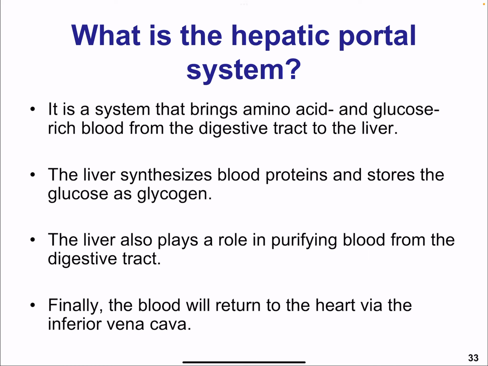Now, the hepatic portal system is the system by which, once we have digested our food and we have production of nutrients, these nutrients are going to be absorbed from the small intestine into the blood. When we talk about nutrients, we are talking about amino acids, glucose, all the nutrients that are going to be the source of food for your tissues. Before these nutrients go into circulation, the first stop is the liver.